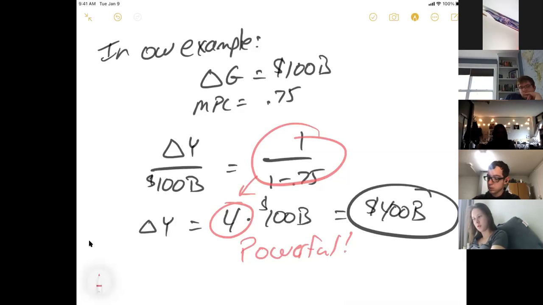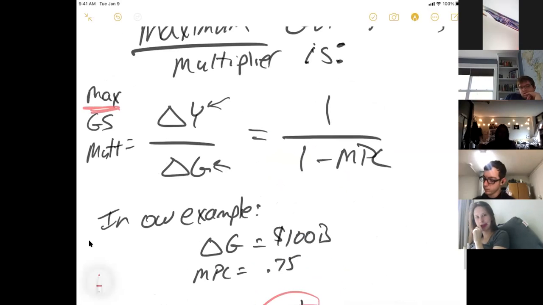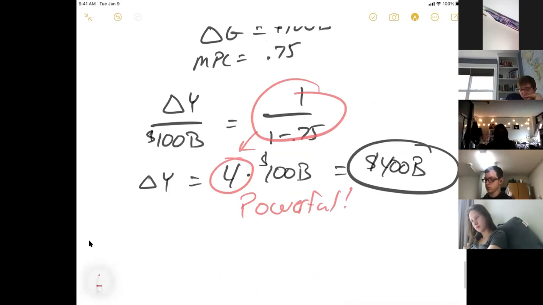I'm going to come back here in a minute, though, to remind us that this formula really gives us the maximum change. In reality, the change is likely to be smaller than this, and I'm going to talk about why. I'm going to critique this a little bit, but for right now, just note that this is the maximum change in output.